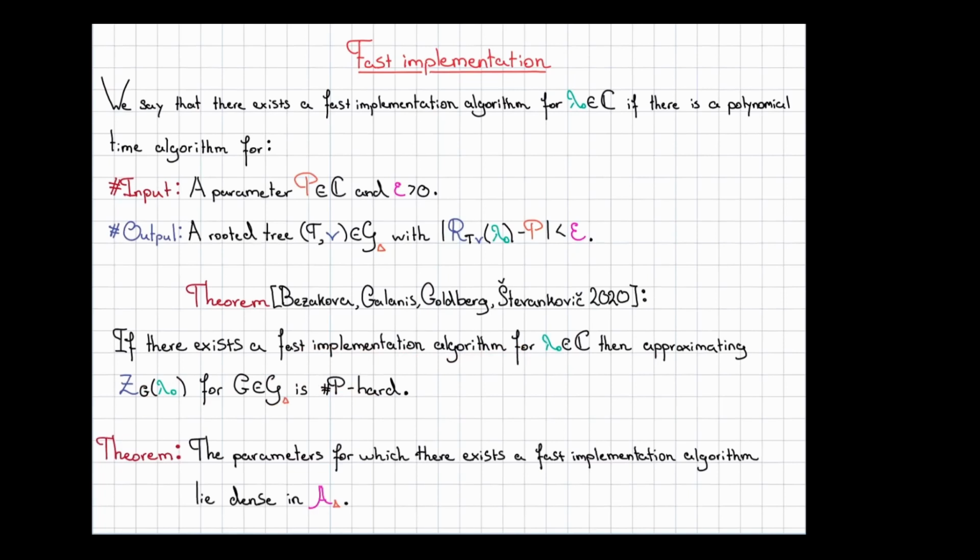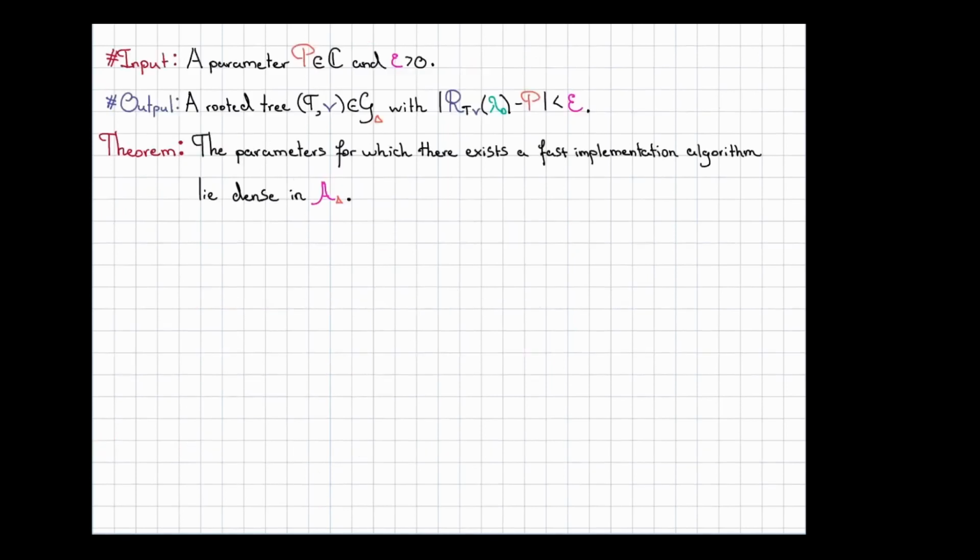But we show that anywhere near parameters in the activity locus, we can find parameters for which there exists such a fast implementation algorithm. And this goes by two steps.